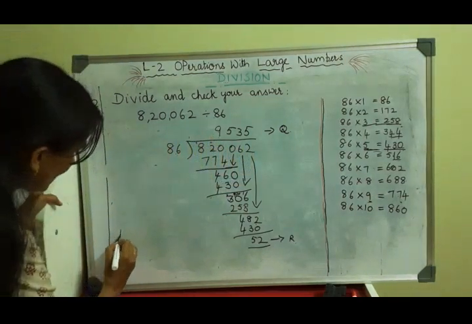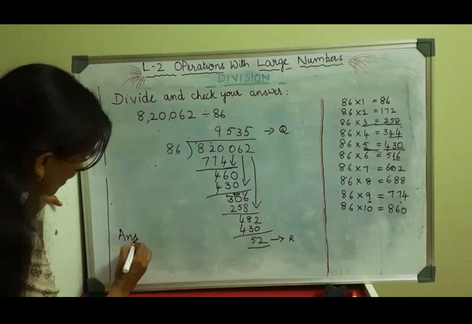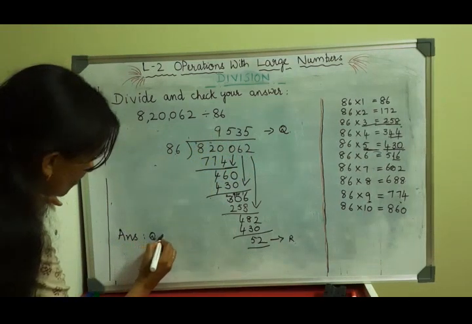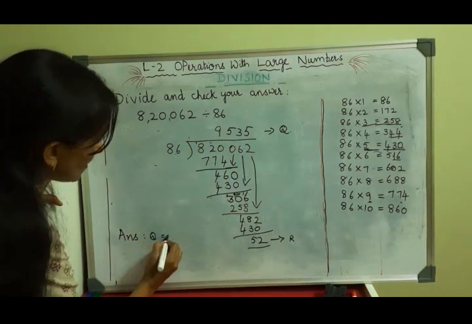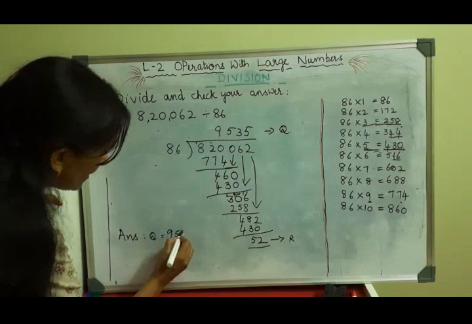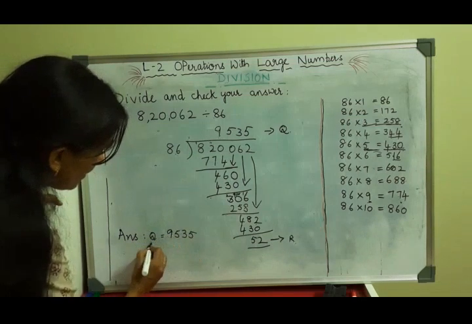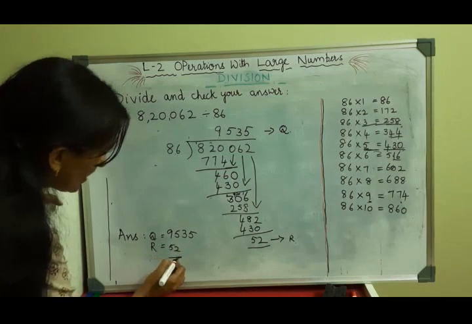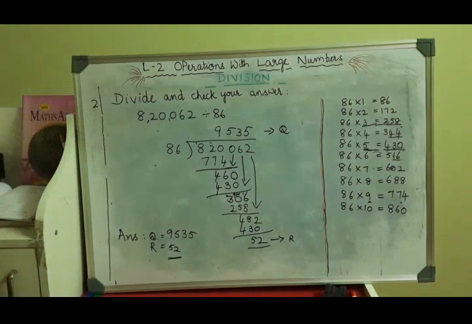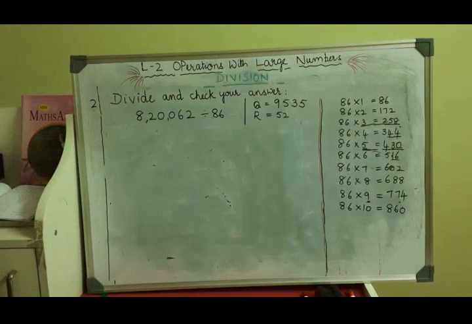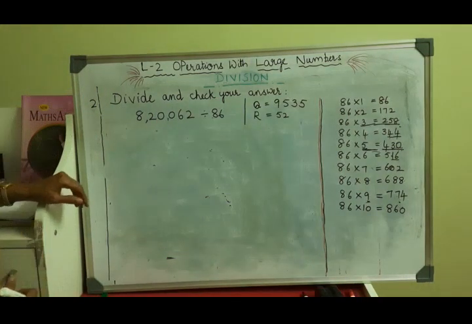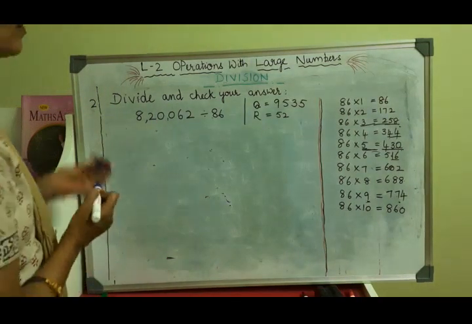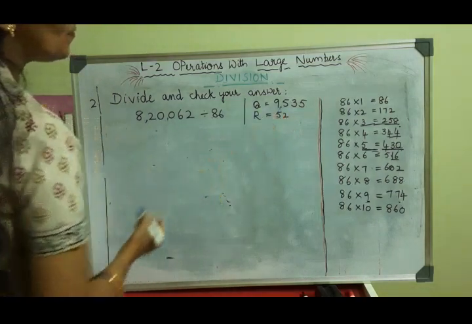Now you have to write the answer. Every time you have to write the answer. Quotient 9535. Remainder 52. You have to write. We got quotient as 9535 and remainder as 52.